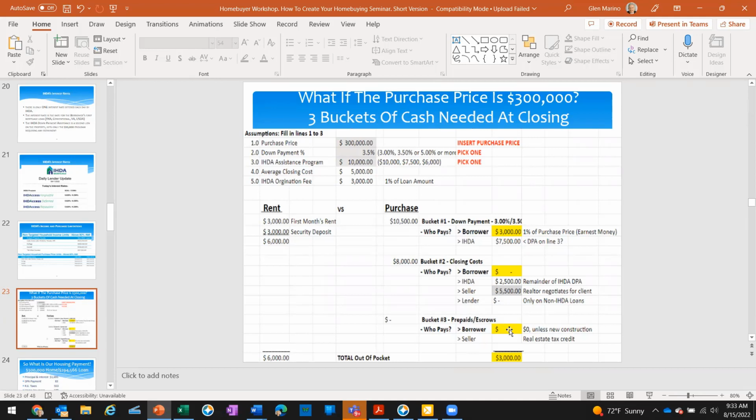In the real world, it's actually a negative number, but for educating purposes with our borrower, it is a 0 bucket. So let's go in reverse. Bucket number 3, escrows. Who pays for it? The seller tax credit. The only time you're not going to get a big tax credit is if it's new construction, but 99 out of 100 of the cases that I work on, it's existing real estate. So if this is 0 because of a seller tax credit, bucket number 2, closing costs, is 0 because IDA and the seller are paying for it. And bucket number 1 is $3,000 because the remainder is being paid for by IDA.